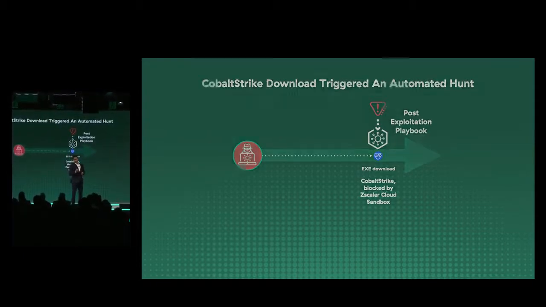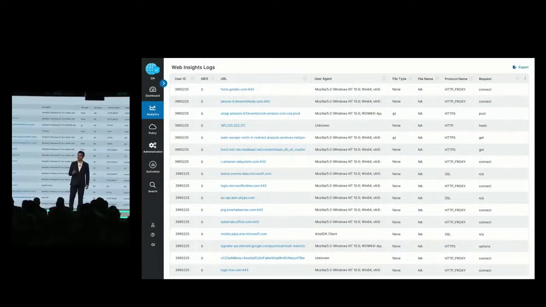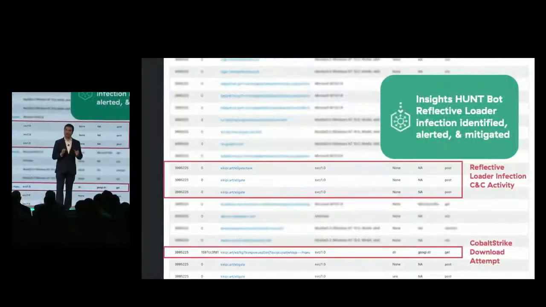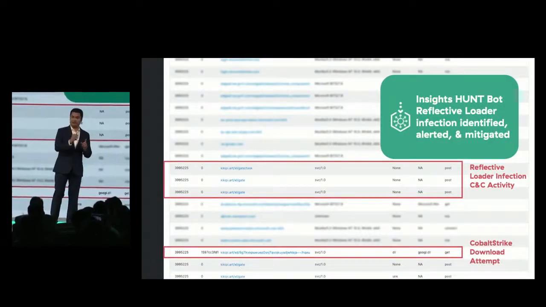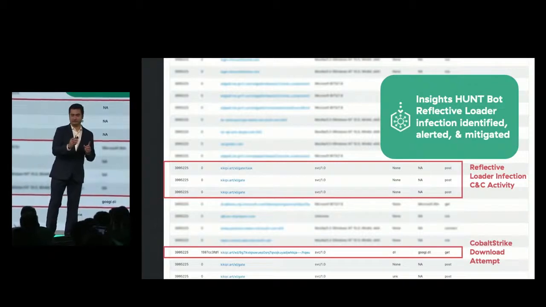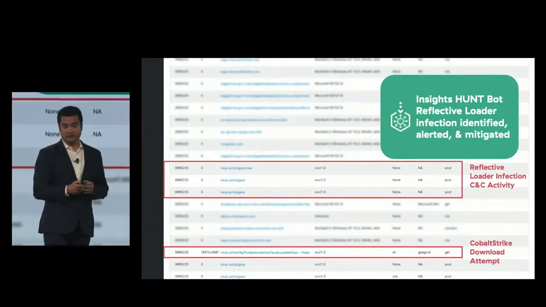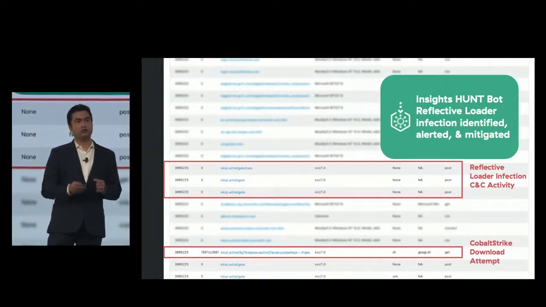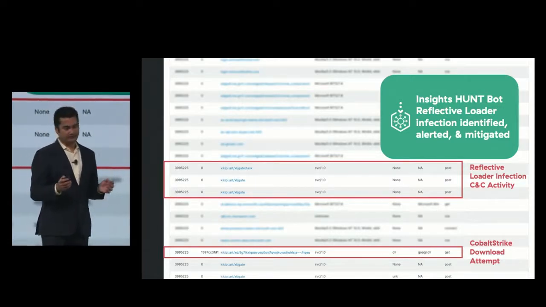So the Insights bot quickly sprang into action and identified 162,000 events of interest in the time frame. And what happened next was we were able to flag an active reflective loader infection on one user asset, and there was C2 activity also happening from that machine. So this was the machine that was responsible for the download attempt of Cobalt Strike. If uninterrupted, this campaign is known to progress to deployment of ransomware followed by a large extortion demand.